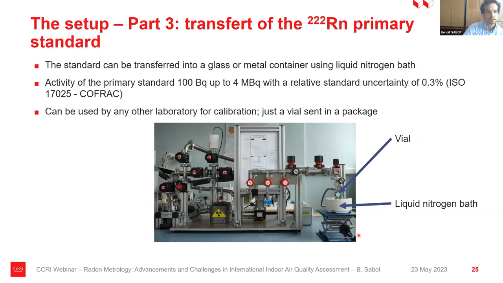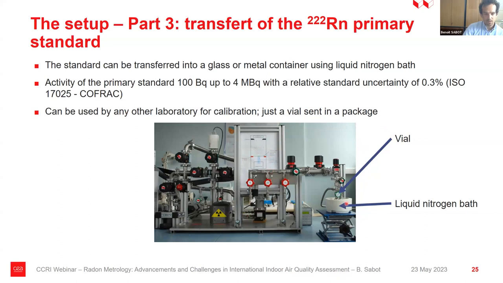So at the end, we have a production of radon, a technique with quite good precision to measure radon. In our lab, it's typically between 100 becquerel up to 4 megabecquerel with a relative standard uncertainty of 0.3%. But the important part now is, how can I give this standard to people so that they can use it as they want? In fact, we can use a very simple technique, and it's the technique used in the last part of the device.